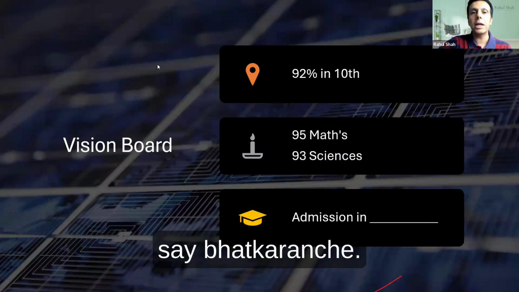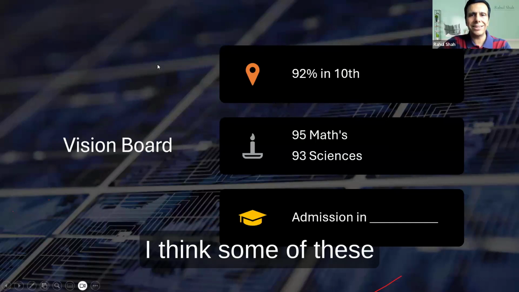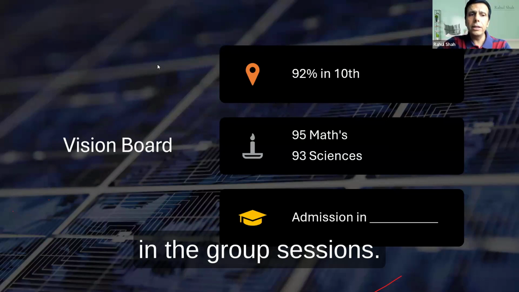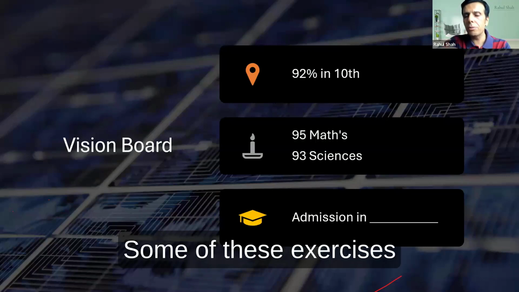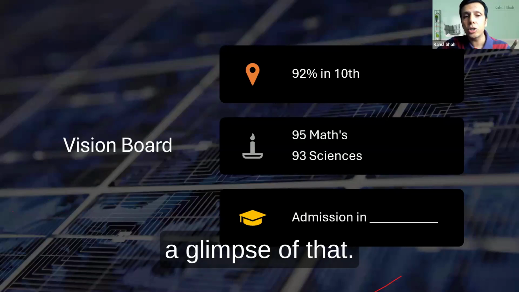So third person से बात करने से I think काफी फर्क पड़ जाता है. So I think some of these exercises we make them do in the group sessions, and that's what we are saying. We're planning for the 6 weeks conversation. Some of these exercises we'll make them do. I'm just giving you a glimpse of that.